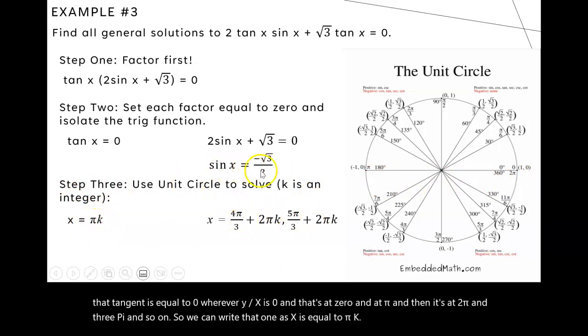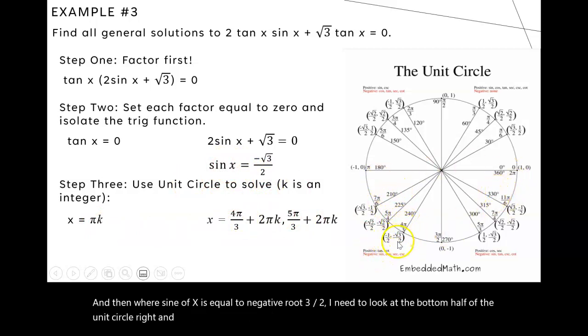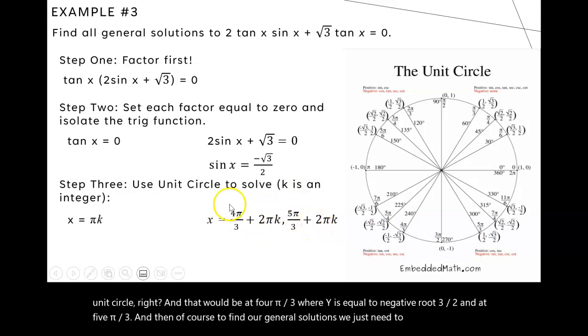And then where sine of x is equal to negative root 3 over 2, I need to look at the bottom half of the unit circle, right? And that would be at 4 pi over 3, where y is equal to negative root 3 over 2, and at 5 pi over 3. And then, of course, to find our general solutions, we just need to add 2 pi k to each of those.